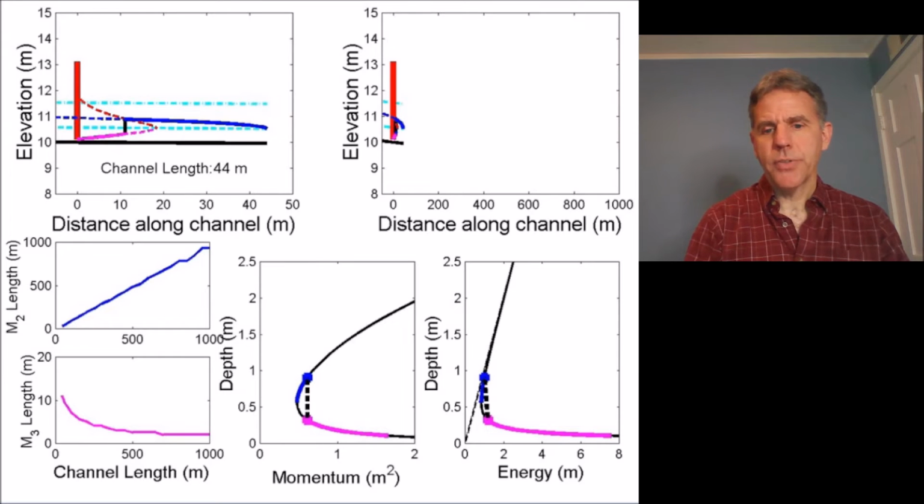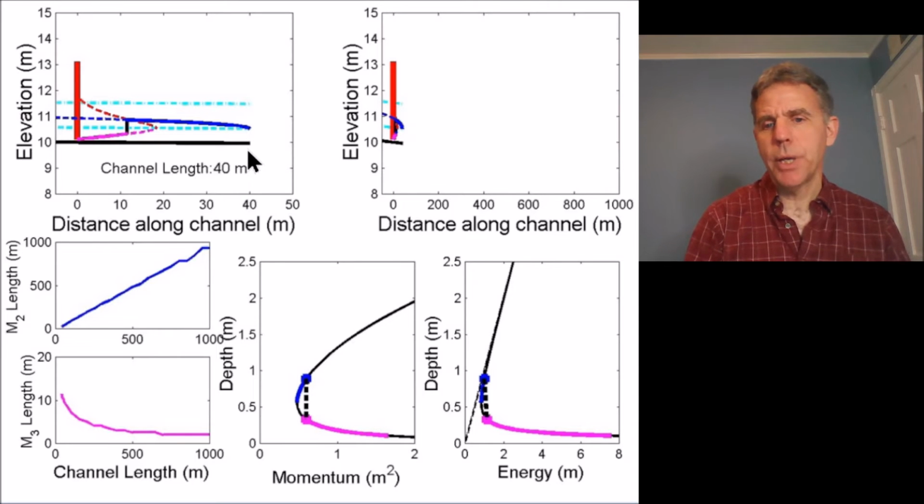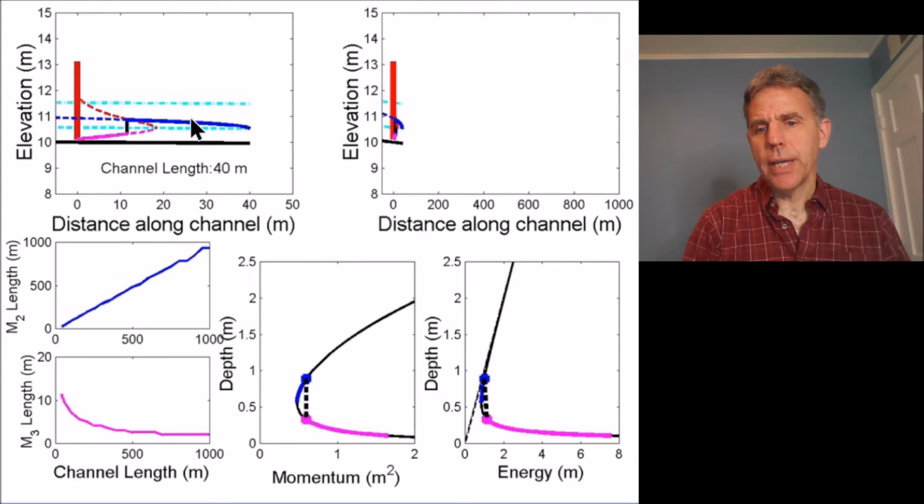Okay, let me pause there, and you can see basically the whole animation is now contained in the upper left because our free overfall has now moved to just 40 meters downstream from the gate. And so the M2 profile is much shorter than it was at the beginning.